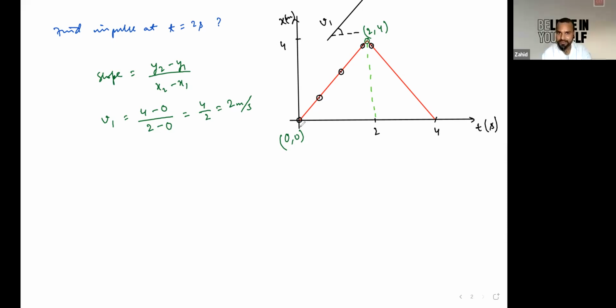So your x coordinate from this point to this point for this particular peak is 2, and the y coordinate from this point to this point would be just 4. So its coordinate would be (2, 4). Is it clear? Yes, sir.